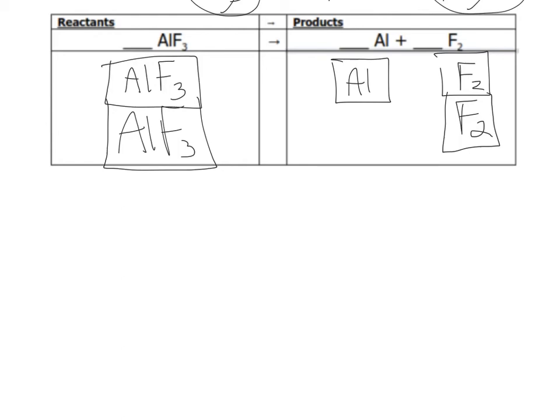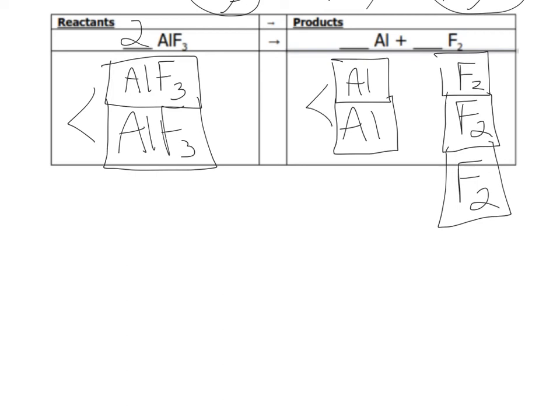So I'm getting really close because if I go back to the product side, if I just draw one more box of F2, now we're at 6. Now F is balanced. I'm going to check Al. Al was balanced, but I now have 2 over here. So I just need to add another box on the product side, and now Al is good. Count my boxes. 2, 2, and 3.